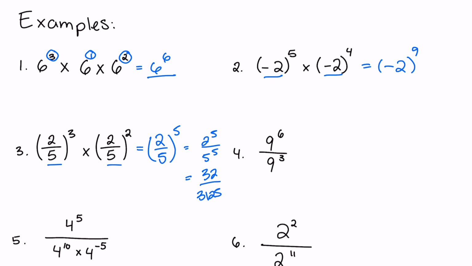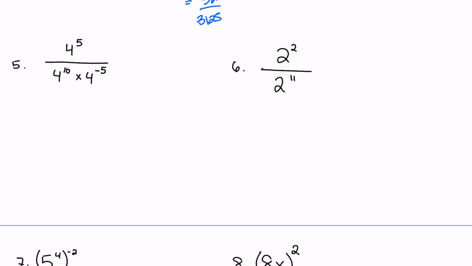For our next question, we have the same base, but we're dividing exponents. So this uses our quotient exponent law, which states that we can just subtract the exponents. So this is equal to 9 to the 6 minus 3, or 9 to the 3, which is equal to 729.